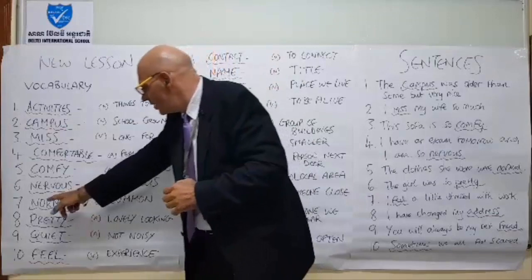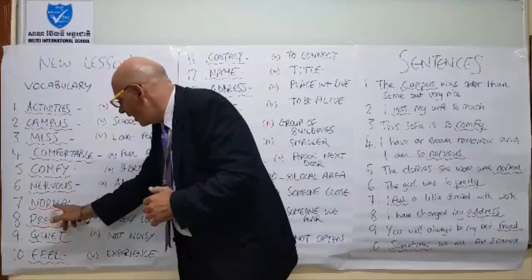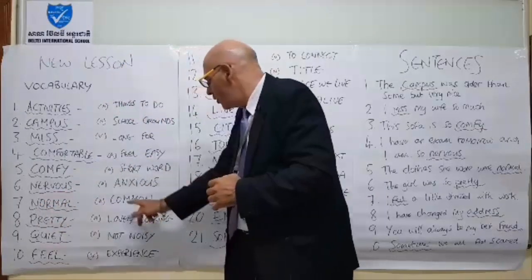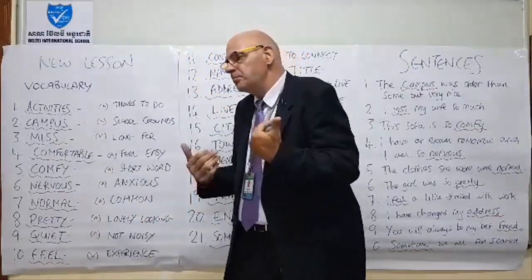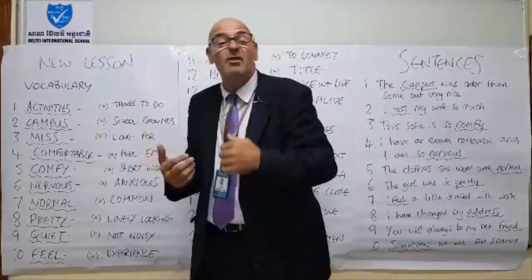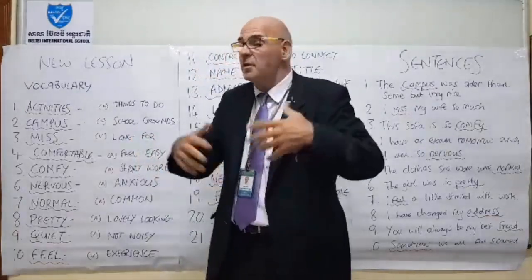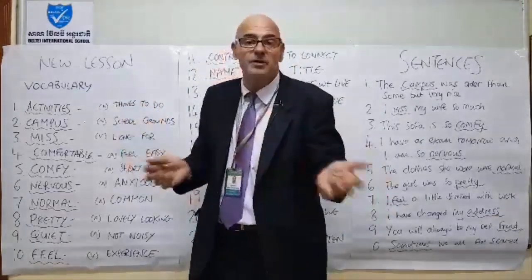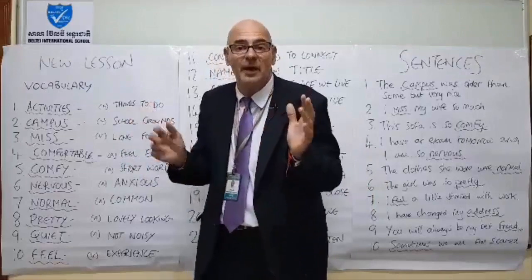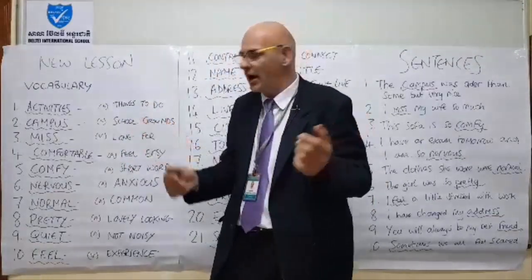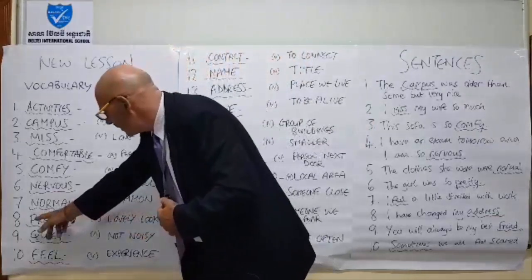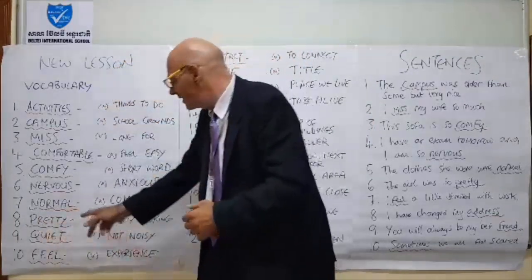Number 7, normal. Normal. Normal, yeah, common. Something that we see all the time. Normal clothes would be a pair of jeans, you know. Everybody wears jeans, totally normal. If you see a pair of jeans, oh, it's completely normal. If you see a moto in Phnom Penh, normal, right? Everywhere.